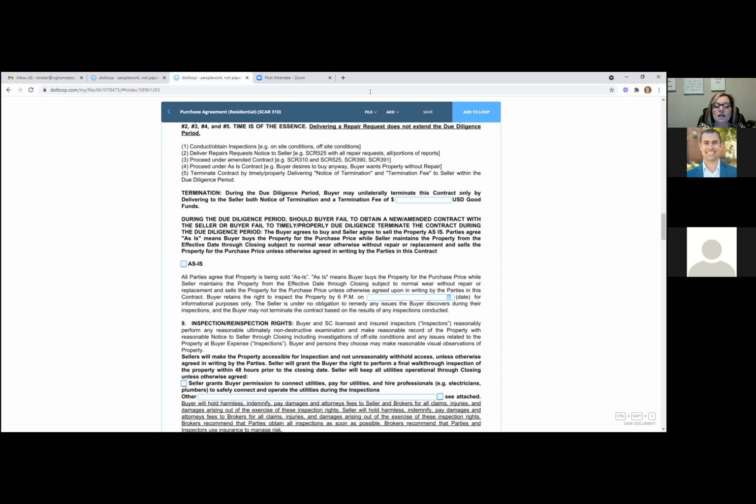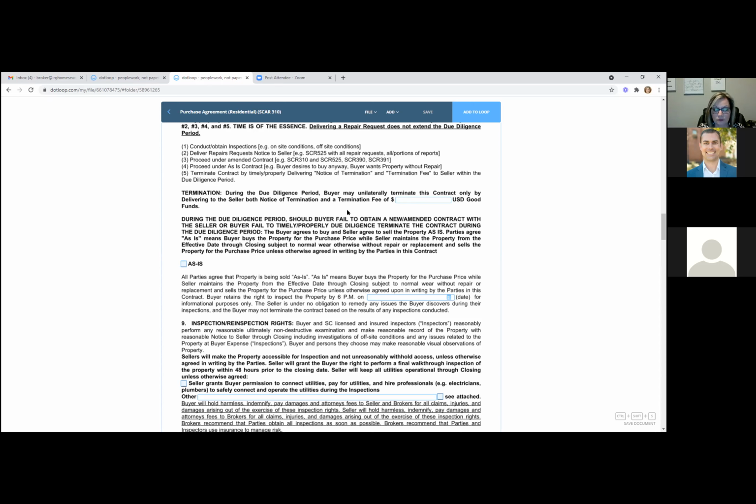I'll check. The reason I'm asking is this paragraph says during the due diligence period, buyer may unilaterally terminate this contract only by delivering to the seller both notice of termination and a termination fee. If this says zero, and they signed this contract with that being a zero, your only responsibility is to deliver this notice of termination within that period. The buyer terminated that contract.